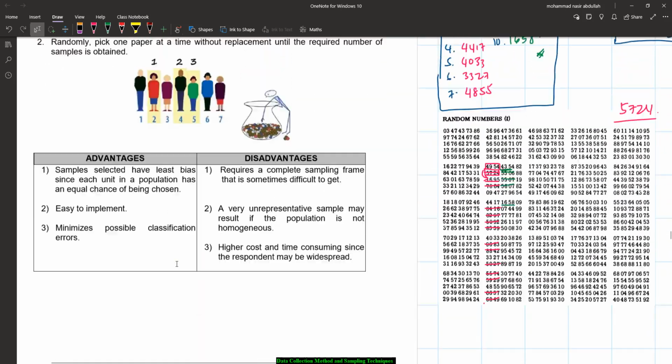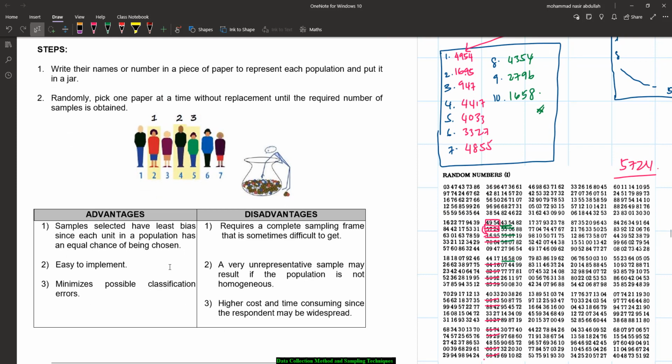So the advantage is it has the least bias, since each unit in the population has an equal chance of being chosen. Easy to implement, minimizes possible classification error. So this is the advantage of simple random sampling. But in statistics, you need to remember there's still an error, there's still a bias, but we want to minimize the bias, right? So that's why we do randomized sampling techniques.